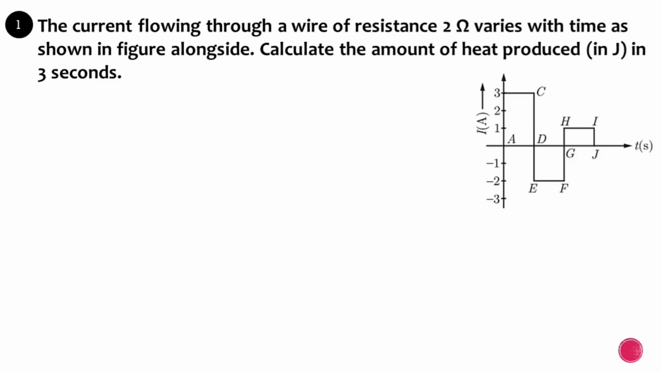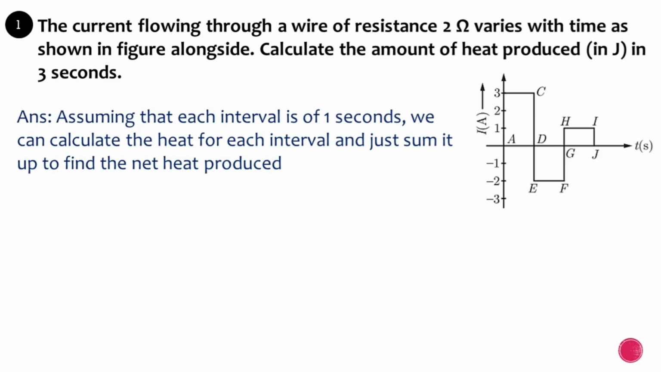The current flowing through a wire of resistance 2 ohm varies with time as shown in the figure alongside. Calculate the amount of heat produced in joules in 3 seconds. The graph given alongside gives you an idea of the current flowing through the resistance wire for each unit of time. Let's assume that the time is 1 second.